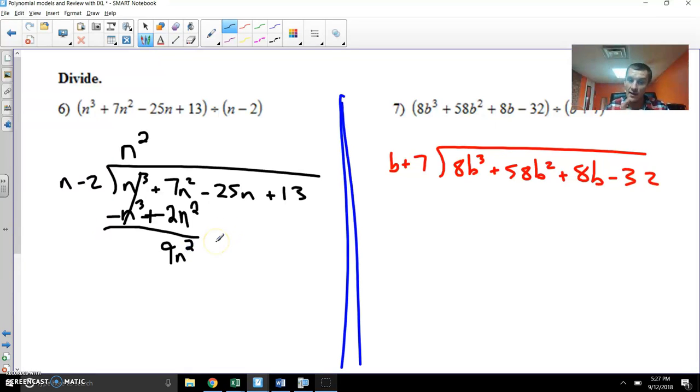So I pretty much divide the first terms, put my answer at the top, I distribute and I subtract each part, and then I need to repeat that process by dropping the next term down, minus 25n.